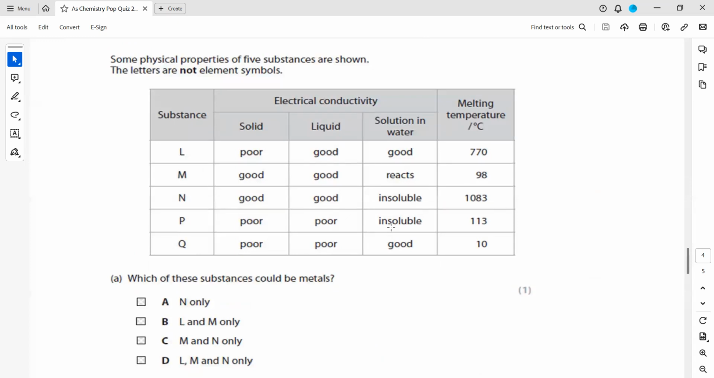Some physical properties of 5 substances are shown. Which of these substances could be a metal? So you have to check the properties. When you check L, it does not conduct, so this cannot be a metal. Next, it reacts with water, and the melting point is 98. This also conducts electricity, because metals have good electrical conductivity, so we are left with two only. We are left with M and N.